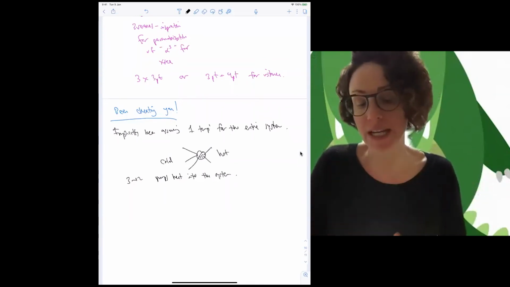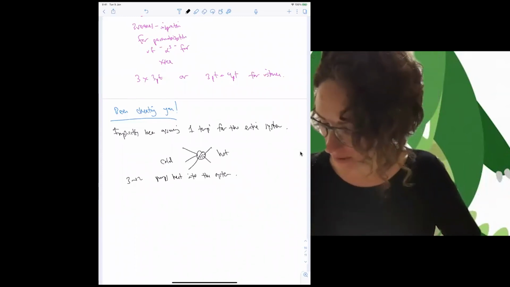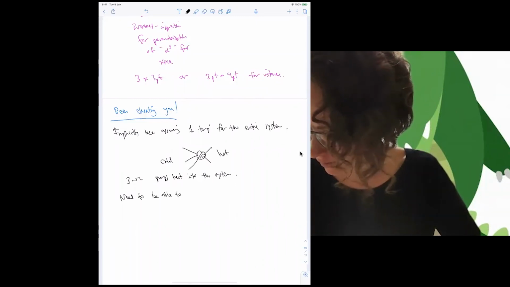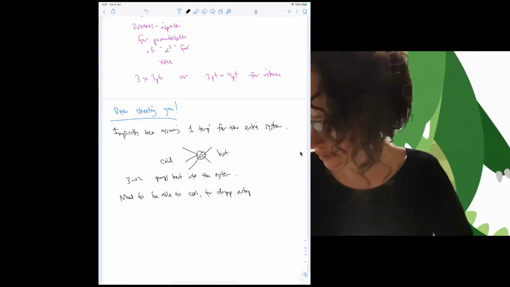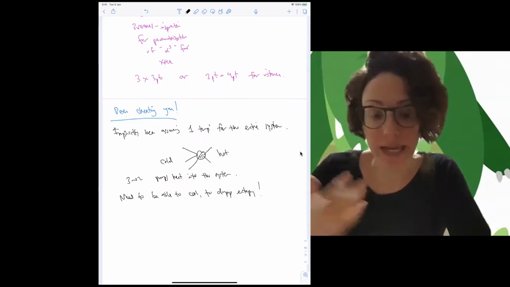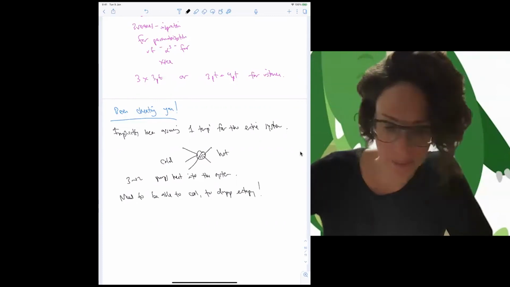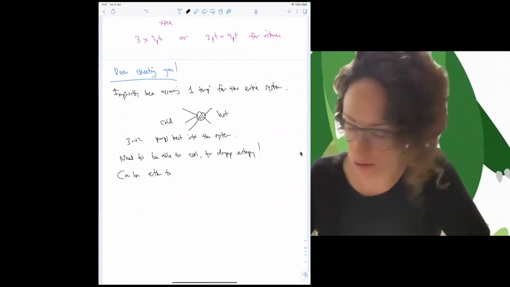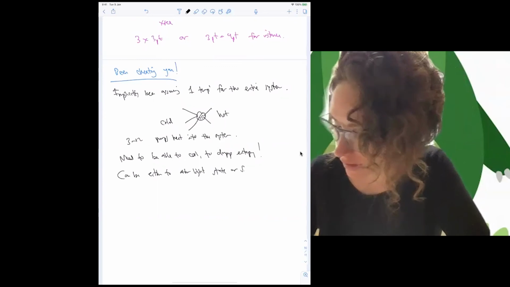There has to be some way to pump that heat out, or said another way, some way to dump the entropy into other particles. So we need to be able to cool to dump entropy, okay? The way we could do this is by pumping heat or dumping entropy into some other light state or standard model particle. So this can be either to another light state or into the standard model itself.